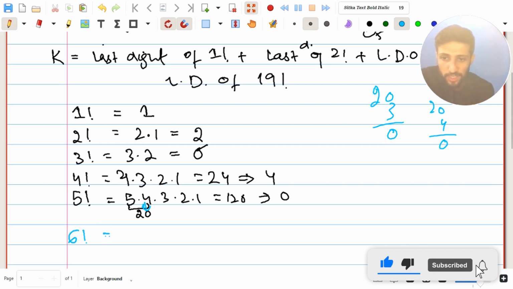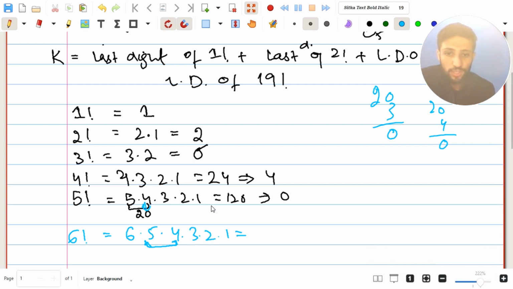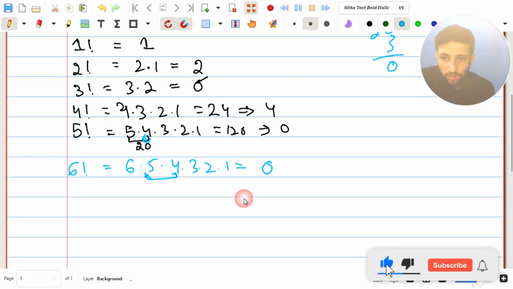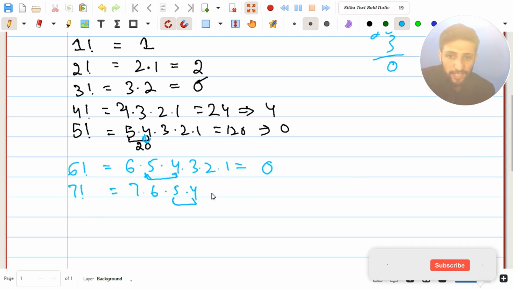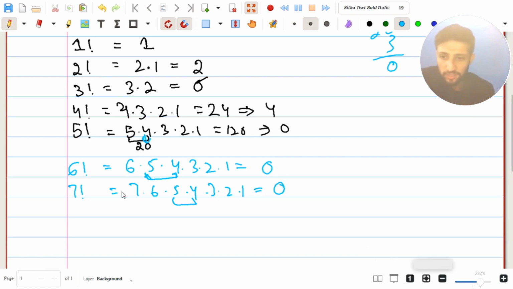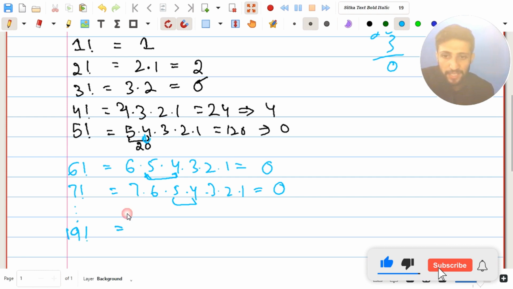Let's suppose 6 factorial. 6 factorial is simply 6, 5, 4, 3, 2, 1. This includes 5 into 4, which is 20. So whenever you multiply 20 with 6, with 3, with 2, you will get 0 as the last digit. If I get 7 factorial, 7, 6, 5, 4, I'm getting 5, 4 again. So that means 5 into 4, 20, and when I multiply this 20, where the last digit is 0, with any number, I will get 0 as the last digit. So it goes on to 19 factorial. Again in 19 factorial, we will get 5, 4, that is simply 20, and if I multiply this 20 with any number, I will get 0 as the last digit.